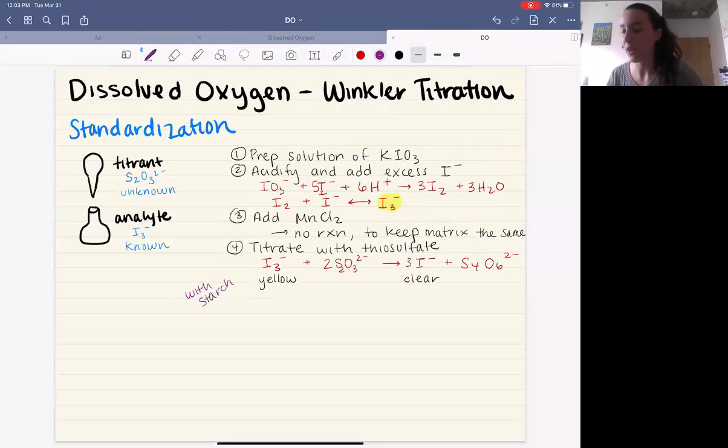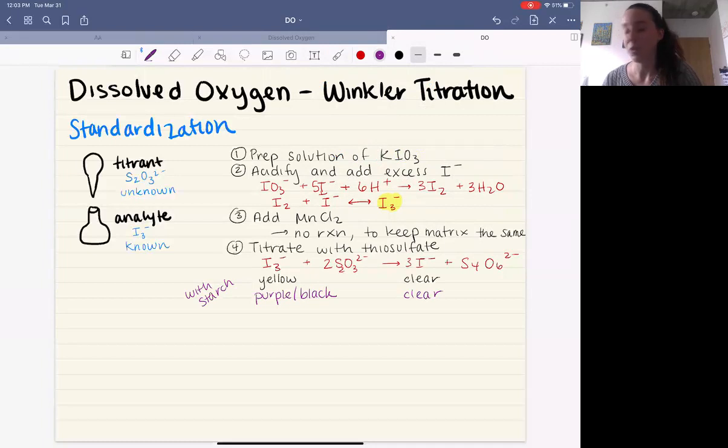And when you add starch, the I3-, the triiodide, forms a complex with the starch that's purple or kind of black in color, but the endpoint is still clear. So now you're going from this purple, this dark color, to clear, and it's much easier to see your endpoint, and hopefully you'll get a much more accurate result.